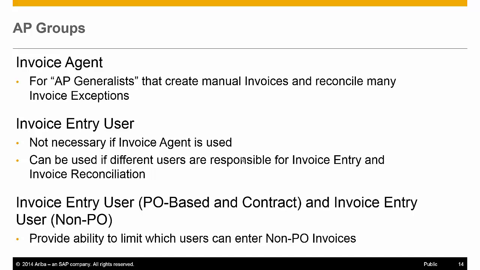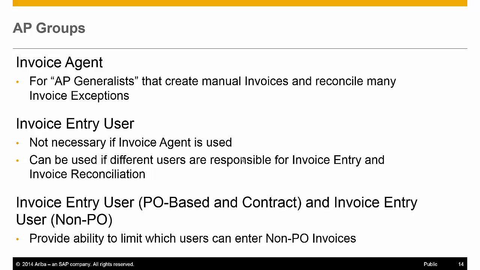An invoice agent has two key functions. The first is they are able to create or key in invoices directly in Ariba. So unlike those invoices that come from the Ariba network, if they are a manual supplier not enabled on the Ariba network who is sending us a paper invoice or emailing us or faxing us an invoice, the invoice agent may key that in directly into Ariba.